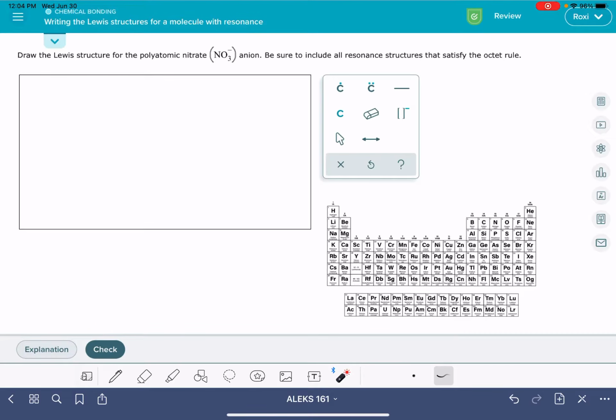In this video, I'll show you how to solve the ALEKS problem called writing the Lewis structures for a molecule with resonance. The first thing that we want to do in this problem is count up the number of valence electrons in our molecule, which is NO3-. And to do that, we're just going to add up the number of valence electrons for each atom.